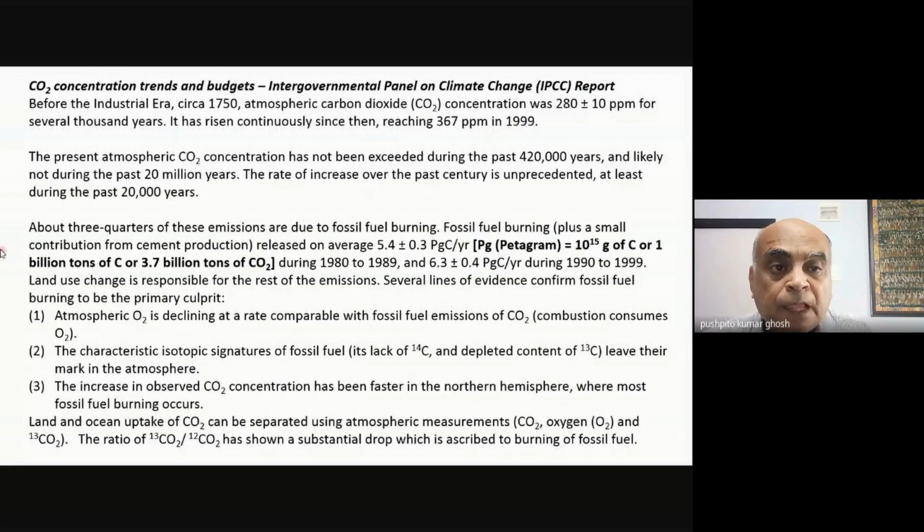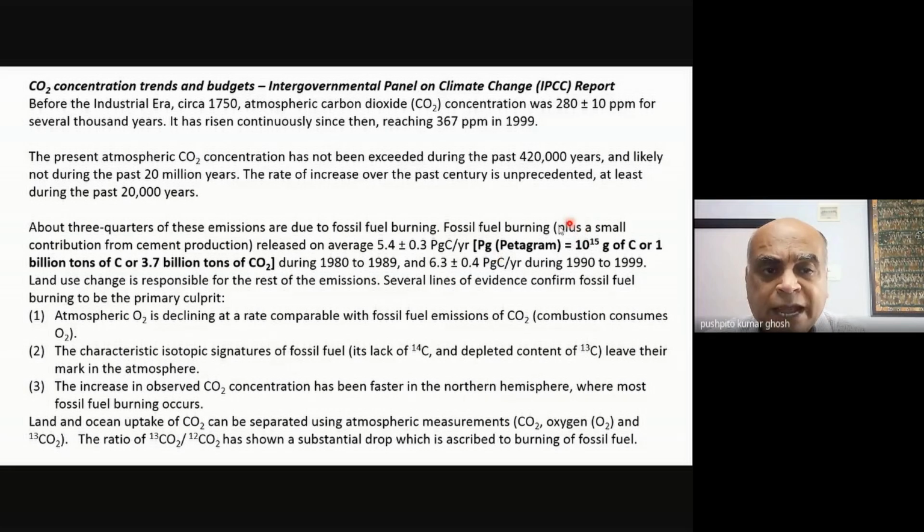Now, it says what I already told you, that there was virtually no change in carbon dioxide concentration in the atmosphere for the past, as they say, 420,000 years. What has happened in the last 100 years or 50 years has been absolutely phenomenal. They say over here about 3/4 of these emissions are due to fossil fuel burning, and they are now making a very categorical statement that the increase was due to burning of fossil fuel.